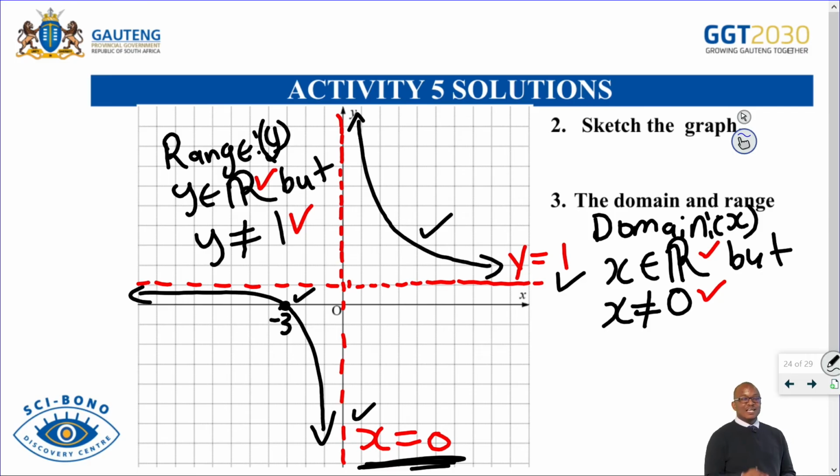So in this case, the asymptote means the graph is not defined there. For the domain, the graph is not defined where x is equal to 0. For the range, the graph is not defined where y is equal to 1. Where you have the asymptotes, the graph is not defined.